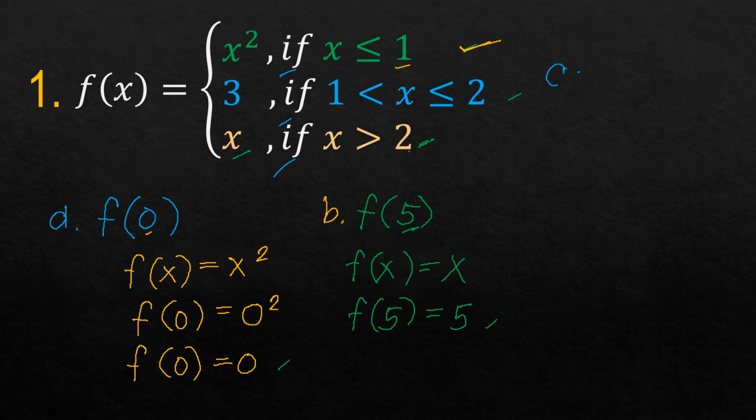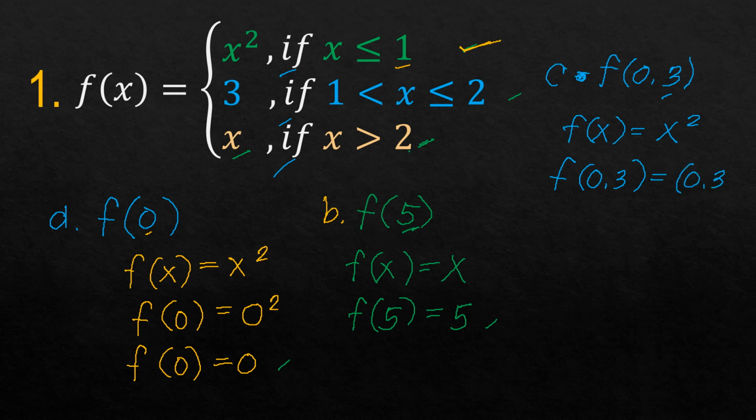Next, what if you're looking for f of, let's say, 0.3? We know that 0.3 is less than 1, and we can now use f of x that is equal to x squared. We substitute, so we have f of 0.3 is equal to the square of 0.3. Getting the square of 0.3 will give us 0.09.